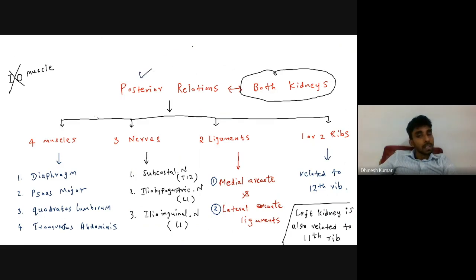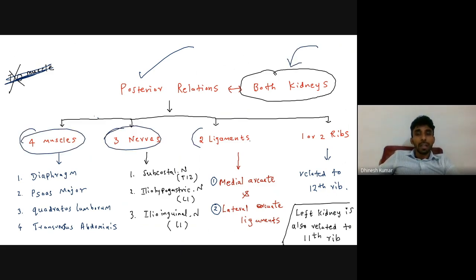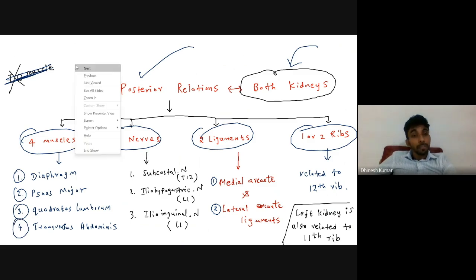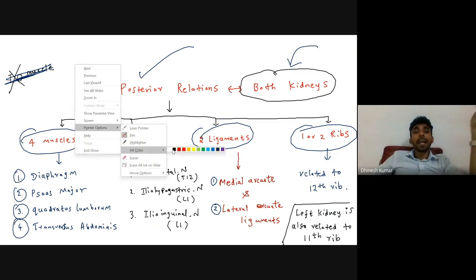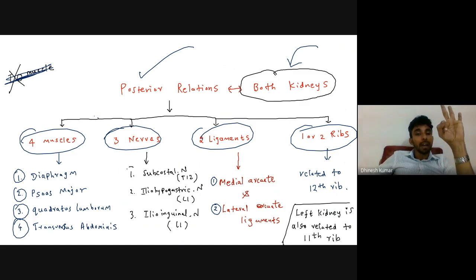Sometimes posterior relations of kidneys may be asked. Okay, so almost the posterior relations of both kidneys will be similar. 4 muscles, 3 nerves, 2 ligaments, 1 or 2 ribs. Okay, so go through the various structures: diaphragm, psoas major, quadratus lumborum, transversus abdominis. These are the 4 muscles located behind the kidneys. The 3 nerves are subcostal nerve, iliohypogastric nerve, and ilioinguinal nerve. The 2 ligaments, medial and lateral arcuate ligaments.